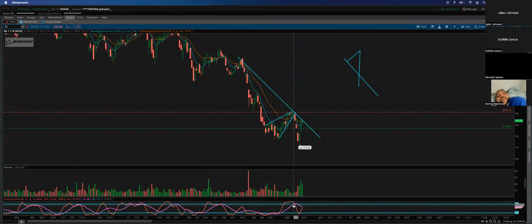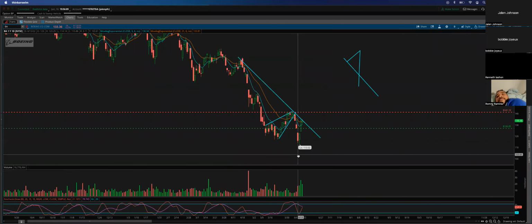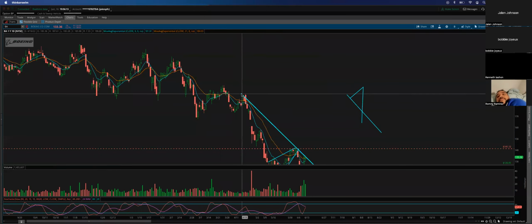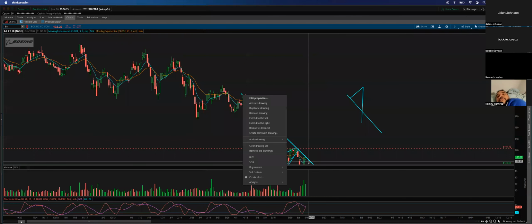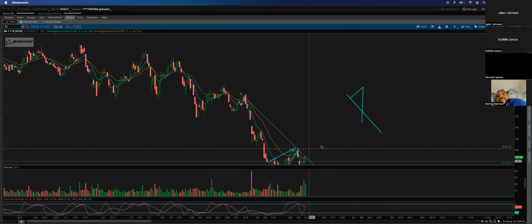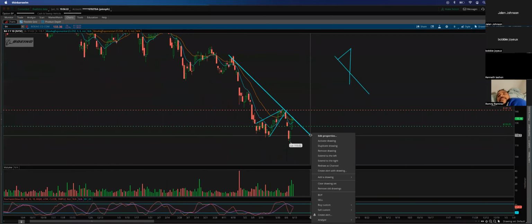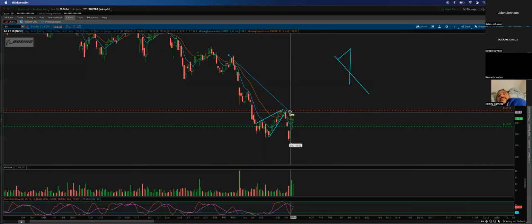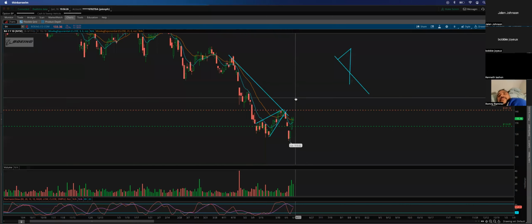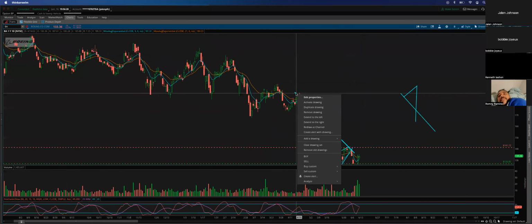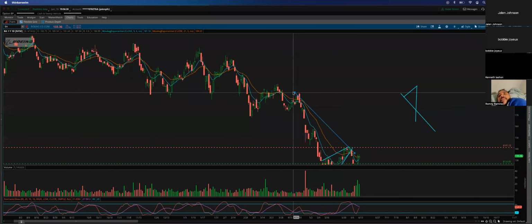We had the momentum. We had the momentum shifting down. We had a rising wedge. And then before this part happened, I had my trend line. Hold on.